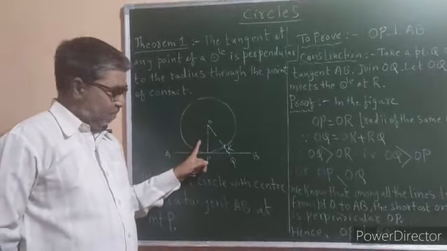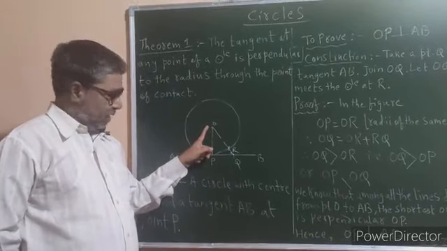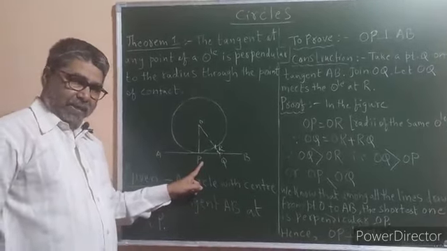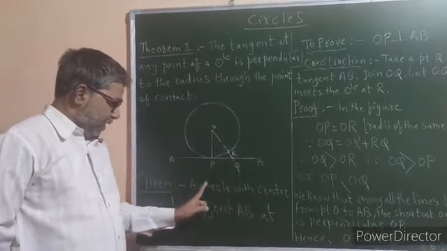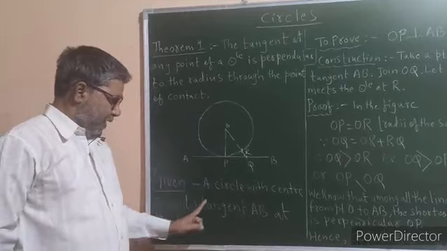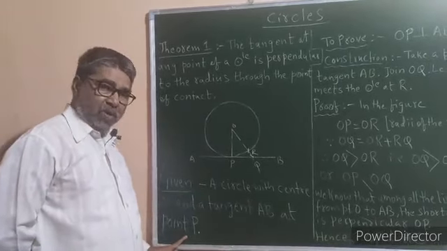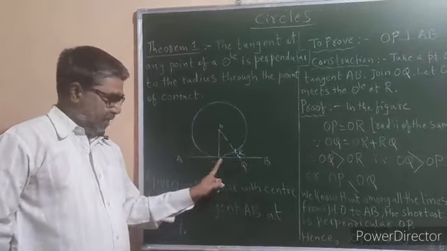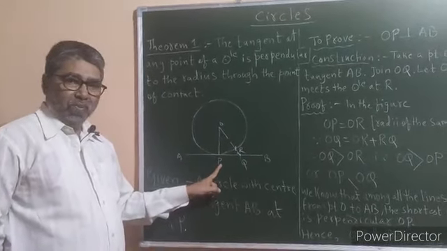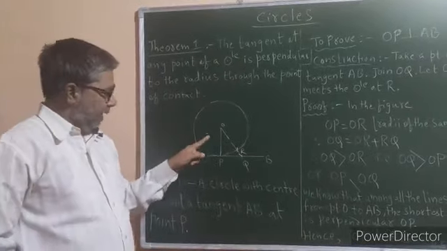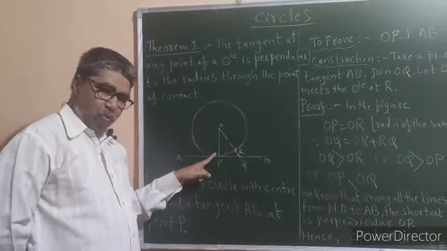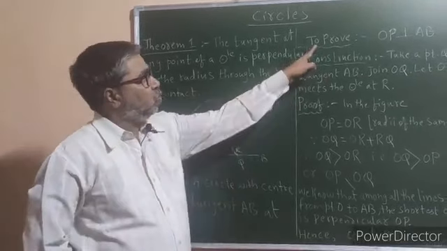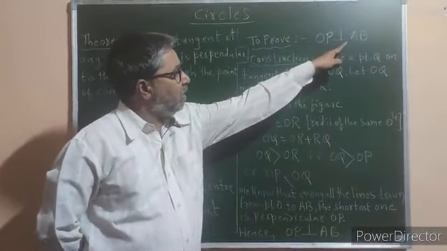You have to draw the figure. O is the center of the circle, AB is the tangent, P is the point of contact. So given a circle with center O and a tangent AB at point P. Now to prove that this radius OP is perpendicular to the tangent AB. To prove OP is perpendicular to AB.